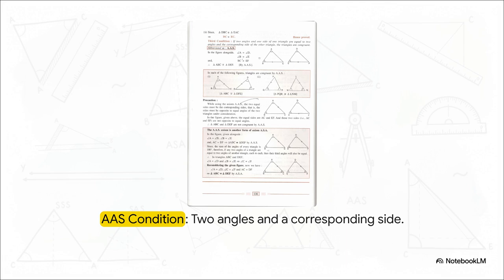This is a really clever variation of ASA. Here, you have two equal angles, but the equal side is not sandwiched between them. However, you gotta be careful with this one. The equal sides absolutely must be corresponding. That means they have to sit opposite the matching equal angles in both triangles. If they don't correspond perfectly, it's a false match.